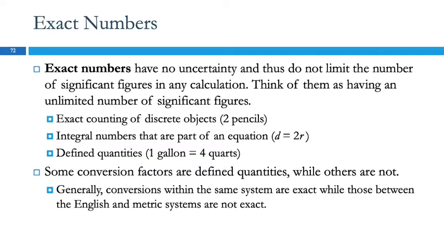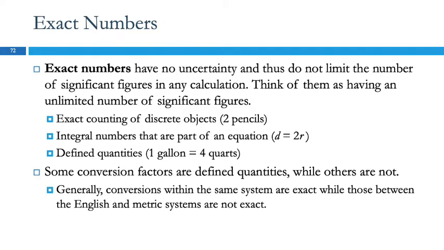How many pieces of chalk? 2. You sure it's not 2.1? It's 2 pieces, right? 1, 2. Exact counting. It's exactly 2. So if I wanted to write lots of significant figures, I could write 2.0000, and I could go forever. It's exactly 2 things. There's no uncertainty at all. So that's an example, counting of discrete objects.